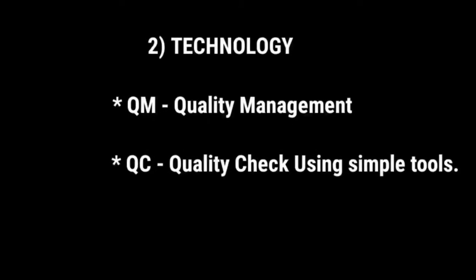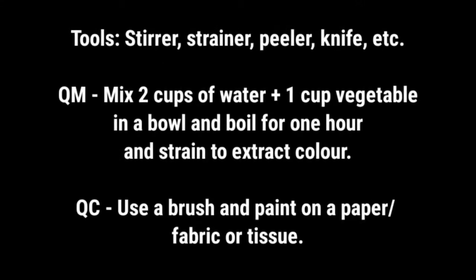Our second concept is technology. Under this, we will learn quality management, QM, and quality check, QC, using simple tools. Tools required here are stirrer, strainer, peeler, knife, etc. QM: Mix 2 cups of water plus 1 cup vegetable in a bowl, boil for 1 hour and strain to extract color. QC: Use a brush and paint on a paper, fabric, or a tissue.